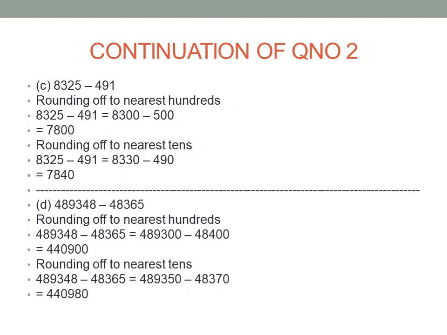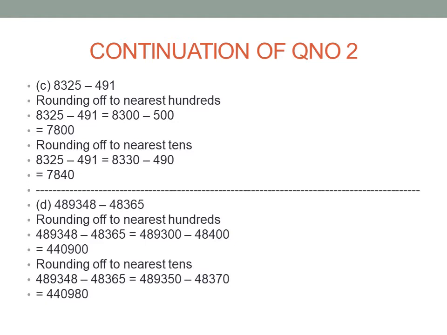Continuation of question number 2, bit number C. Here also we have to round off to the nearest 100 and nearest tens. The question is 8,325 minus 491. Rounding off to the nearest 100.